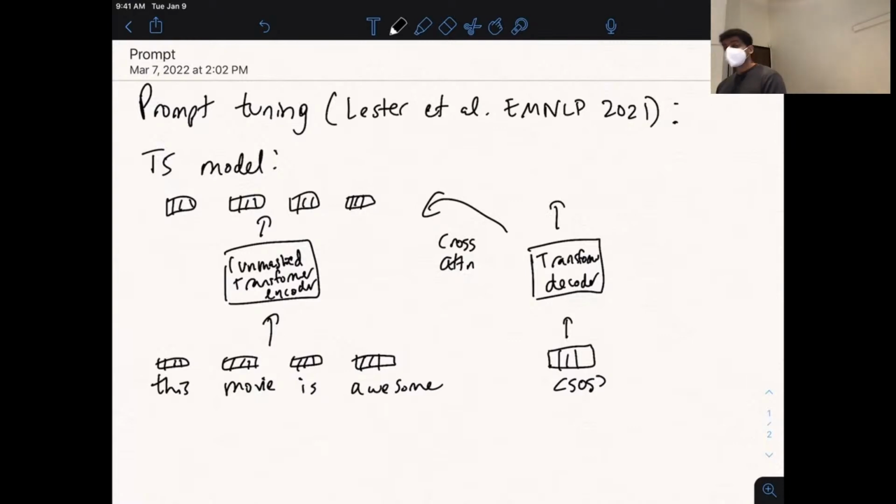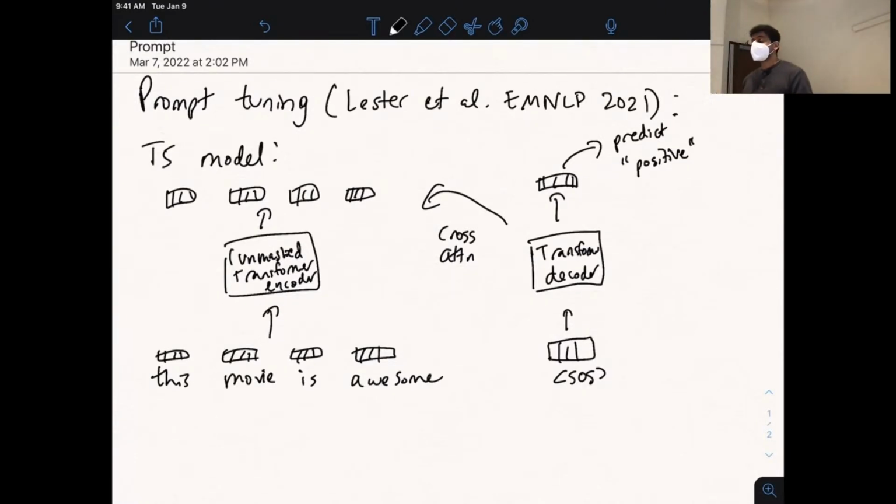And so now, given the start of sequence token, the decoder produces something, and from this, we're going to ask the model to predict the word "positive" using the softmax layer. And remember, the softmax layer includes the entire vocabulary as potential outputs. So the model is generating the word "positive," right? That was our goal. So in T5, in the approach that we talked about, we pre-trained this model by corrupting the input, removing spans, and then asking the decoder to predict the missing spans of text, right? That was the pre-training process.